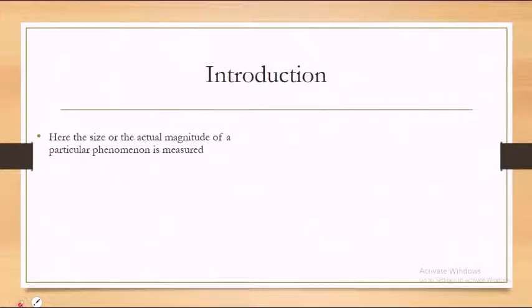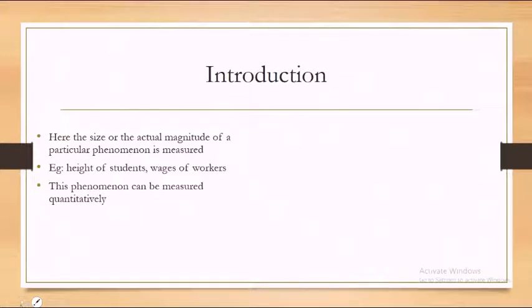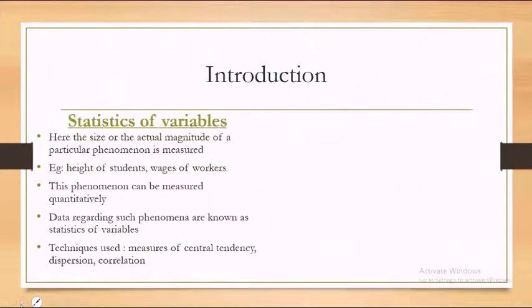For example, we measure the height of students of a class, their weight, etc. Similarly, we may study the weight structure of the workers of a particular factory, the amount of rainfall in a year. Okay, so the characteristic of this type of phenomena is that they can be quantitatively measured. Data regarding such phenomena are known as statistics of variables.